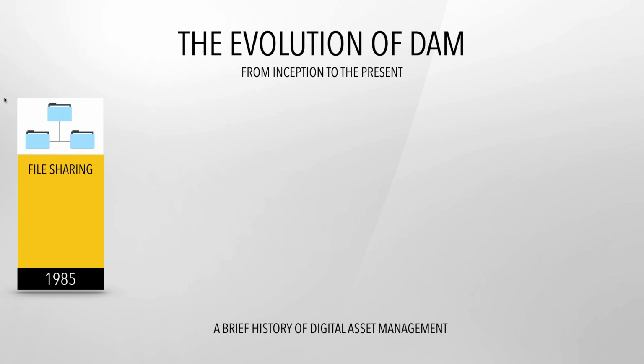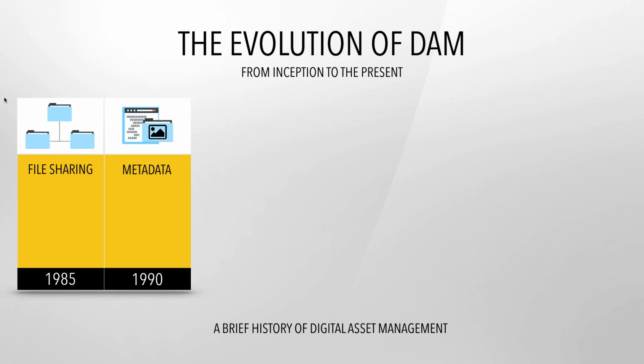So initially, DAM really was basically file sharing. It was a local area network. There really wasn't a database behind it. It's still being used in many ways today. If you think of FTP sites, these are just simple folder structures with no metadata attached that people could go find what they're looking for, hopefully, and pull down the asset.